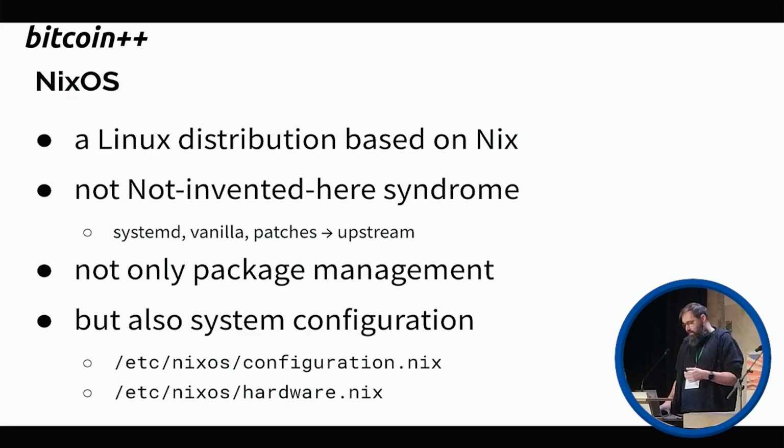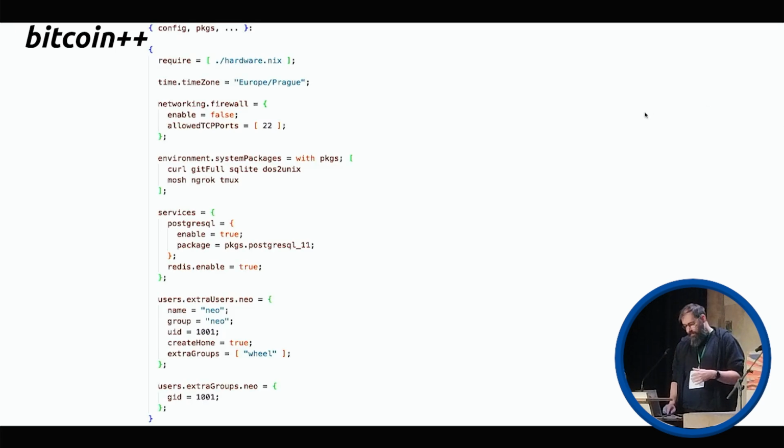But it's not only about package management. You can also use Nix for system configuration, and mostly you have two files: /etc/nixos/configuration.nix and hardware.nix. I won't go into the details. Again, it's a Nix expression, and basically there you can say, let's install these packages, for example curl, git, SQLite, blah, blah. Let's start these services, and let's have these users, this group. Let's set the time zone to Prague, firewall, and so on.